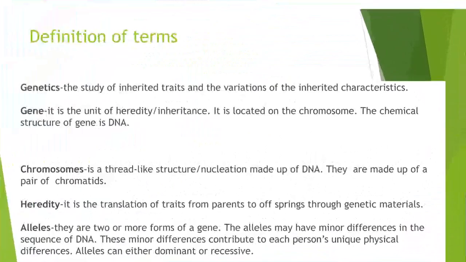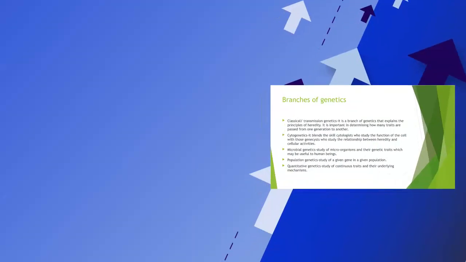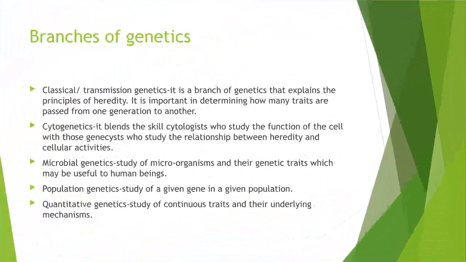So from there we are going to discuss branches of genetics. Here we have 5 branches of genetics, which are classical or transmission genetics, cytogenetics, microbial genetics, population genetics, and quantitative genetics. So we are going to start with transmission genetics, and it is a branch of genetics that explains the principles of heredity, and it is important in determining how traits are passed from one generation to another.